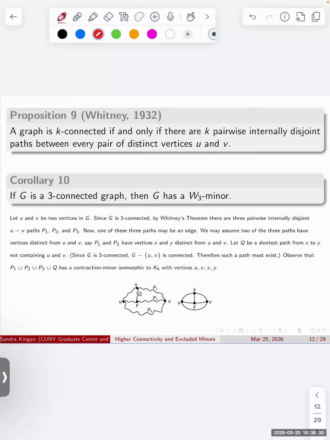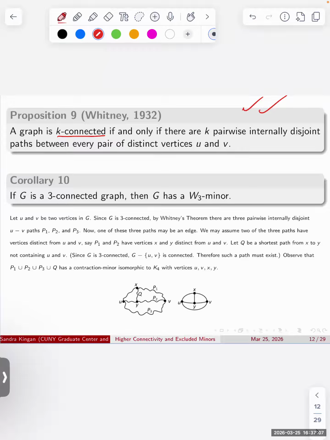So a graph is k-connected, and this is a very non-trivial result, if and only if there are k pairwise internally disjoint paths between every pair of distinct vertices u and v, and all of those results sort of feed into the proof of this result. So it is a big theorem, and its proof is really worth seeing. And that's what we did in talk one. We did the entire proof of this result, even if we skipped the proof of Menger's theorem, but we did a lot of the components.